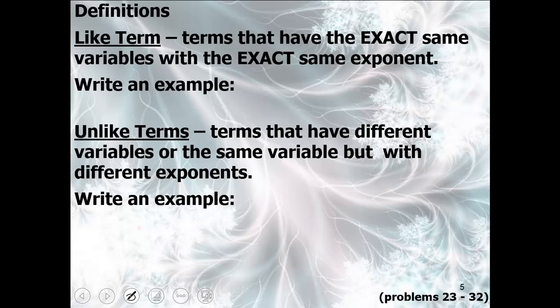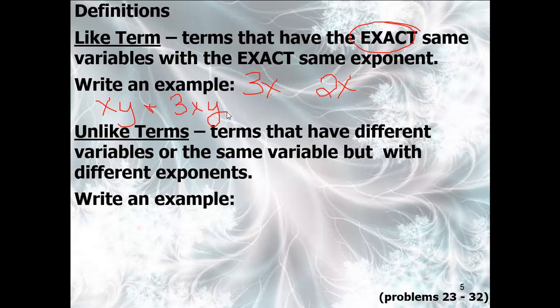Like terms are terms that have the exact same variable with the exact same exponent. So 3x and 2x, those are like terms because they're x to the first power. We can combine those. xy and 3xy. xy is a term, 3xy is a term. I can combine those to give me 4xy. Examples of unlike terms would be like 3x and 2y.